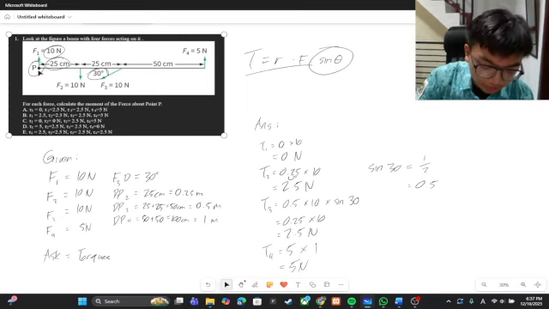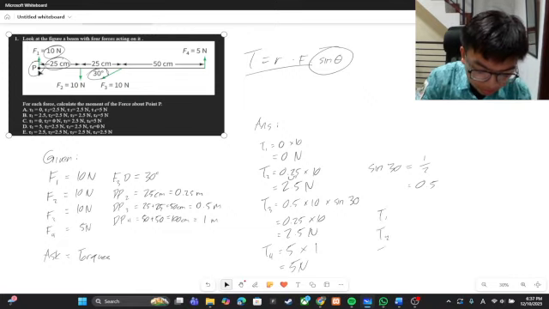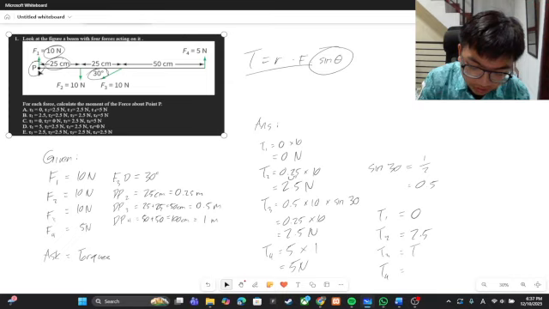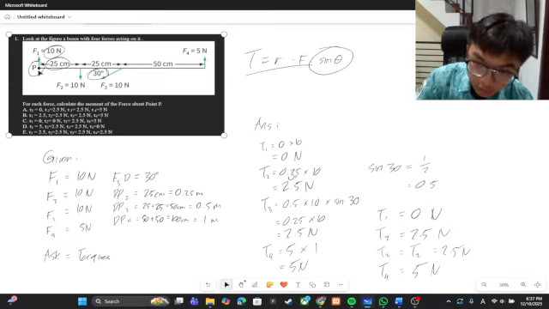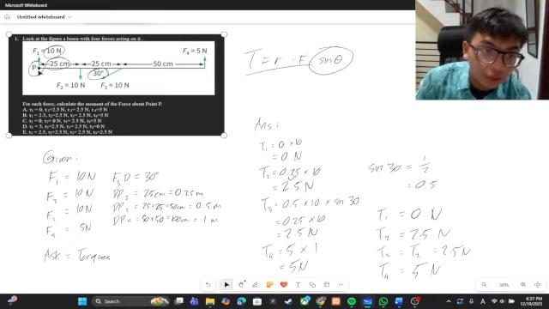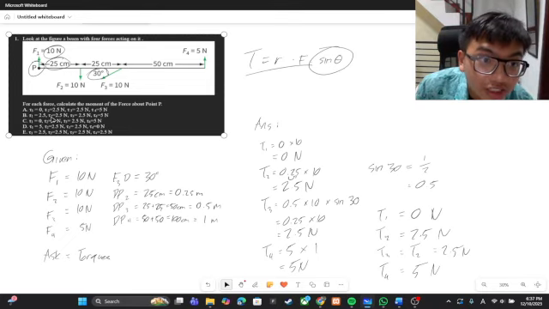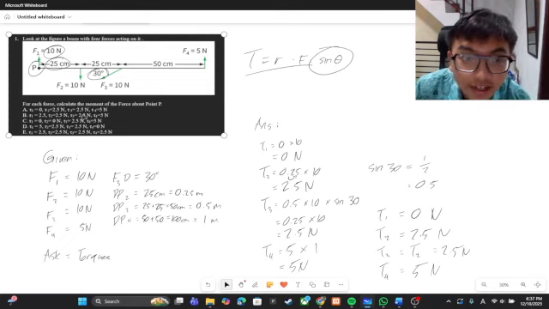Now we can write it down. T1, T2, T3, and T4: 0 newtons, 2.5 newtons, 2.5 newtons, and 5 newtons. There you have it. We already got what each torque is supposed to be, and now we just need to find which one applies to our answer right here.